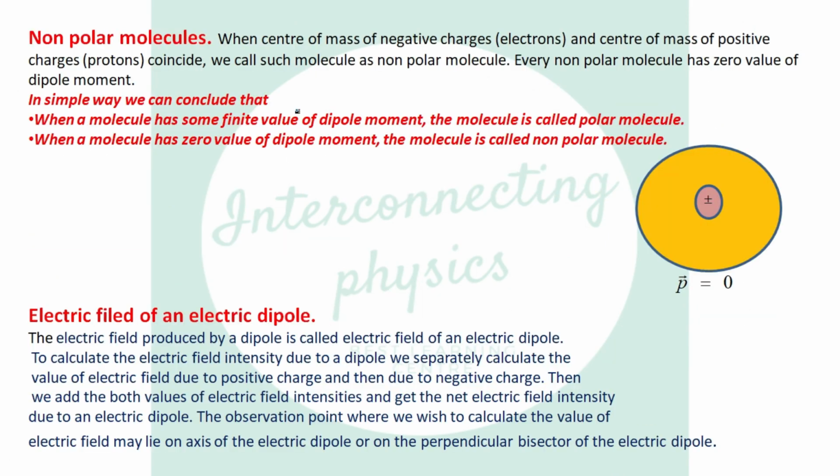Now further, non-polar molecules: when the center of mass of negative charges, meaning electrons, and the center of mass of positive charges coincide. You see, the positive and negative charges coincide. So it means no distance exists between the center of positive charge and negative charge. Distance is 0, so dipole length will be 0. So what is the value of dipole moment? Here it is 0. So for non-polar molecules, the dipole moment has 0 value. Again, if we are given a 0 value of dipole moment, we can judge this molecule is non-polar.